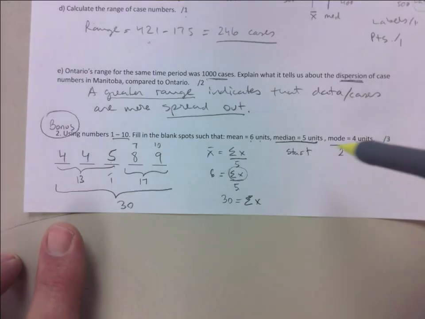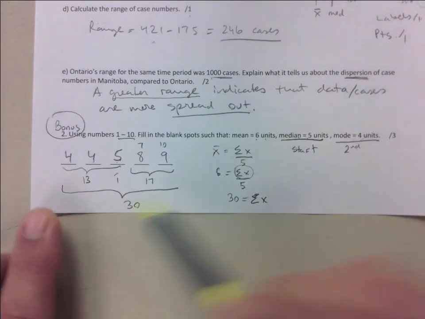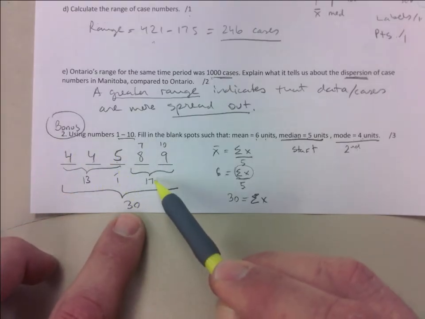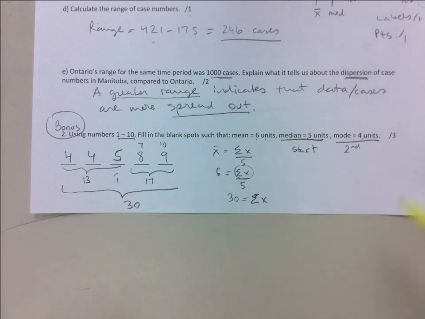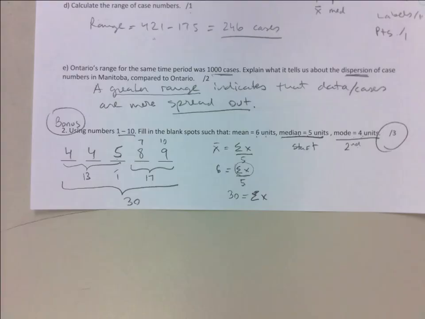So start with your median. Make sure you get your mode in. And that'll allow you to already say, okay, I already have whatever this adds up to, and then find the rest to fill in there. So you get a bonus of 3 if it works out for you. Okay, bonus of 3 marks.